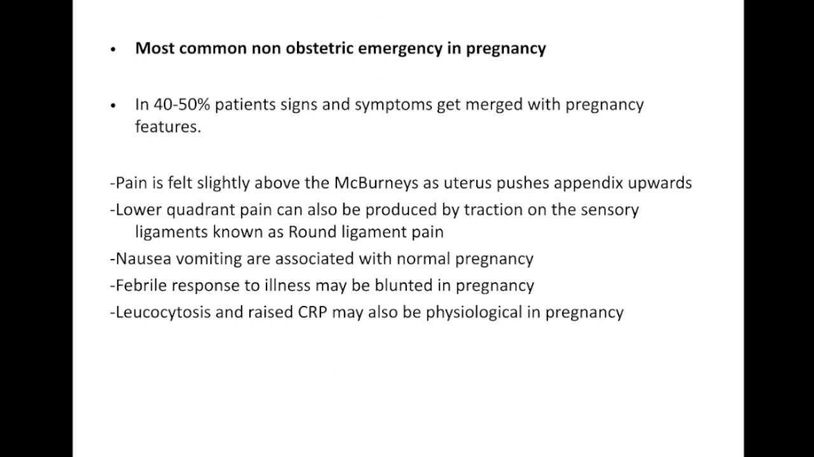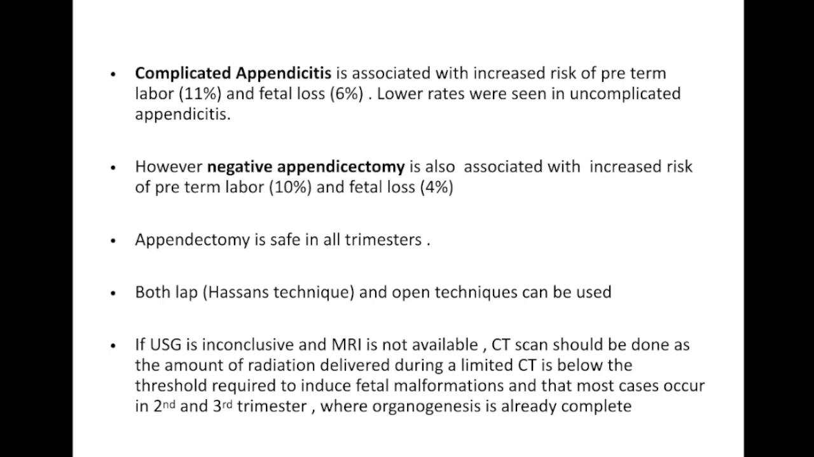The pain of appendicitis in pregnant patients is felt slightly above the McBurney's point as the uterus pushes the appendix upwards. Lower quadrant pain can also be produced by traction on the sensory ligament known as the round ligament pain. Febrile response to illness is blunted in pregnancy, and leukocytosis and raised CRP may also be physiologically present in pregnancy. A complicated appendicitis is associated with increased risk of preterm labor and fetal losses. However, negative appendicectomy is also associated with increased risk of preterm labor and fetal loss.